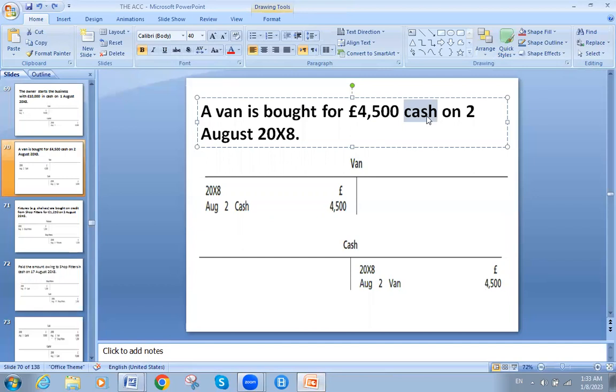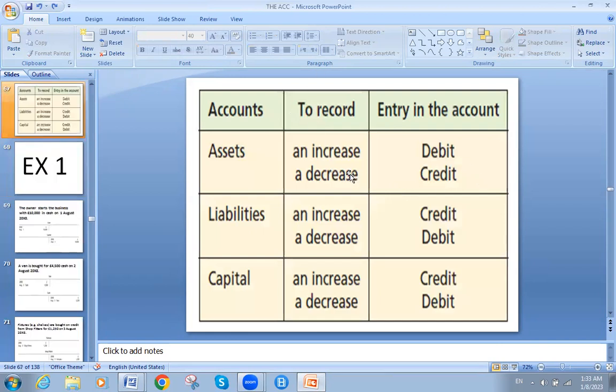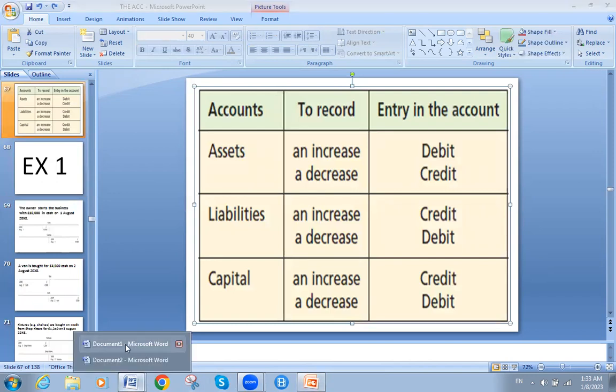Why did the cash become credit here? Because it is reduced, and I know when an asset decreases, that means it will go to credit. The cash is an asset. Like I told you when we were doing the balance sheet, cash is always assets. It's current assets as well. So here, when it decreased because we paid money, it will be in the credit. So cash will come to the right side of the equation, like you see here in front of you.